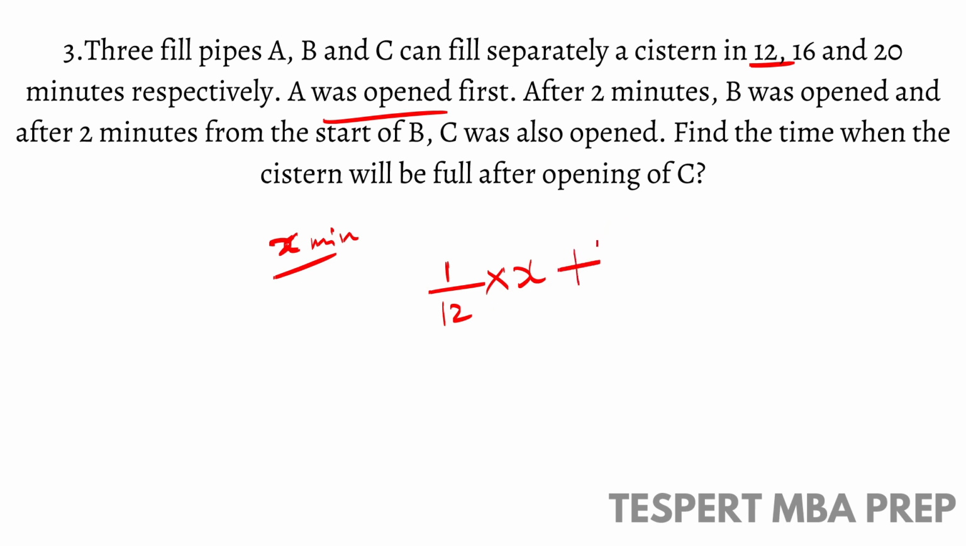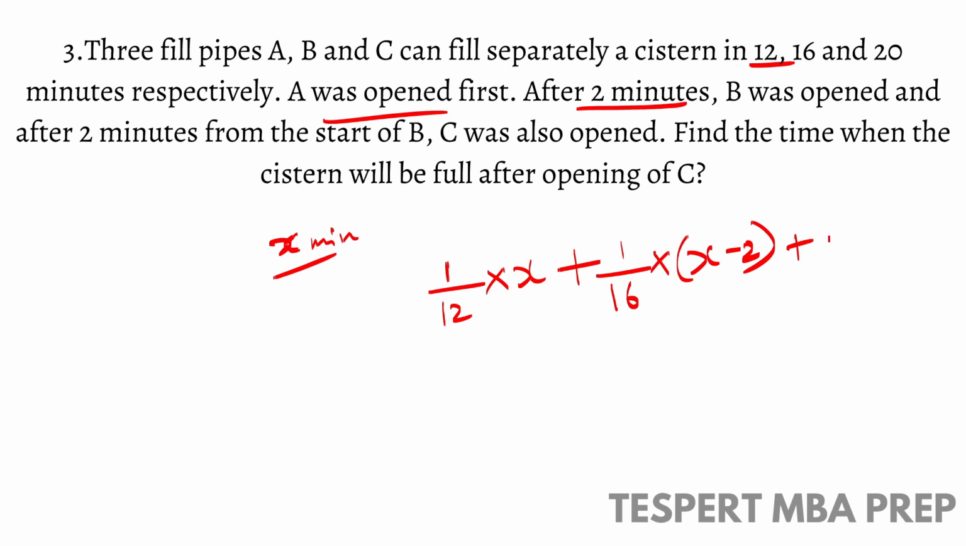Then moving on to B, B can fill 1/16th part of the tank in 1 minute. So what is the total time that B worked? B joined 2 minutes after A. So if A works for X minutes, B must work for X minus 2 minutes.